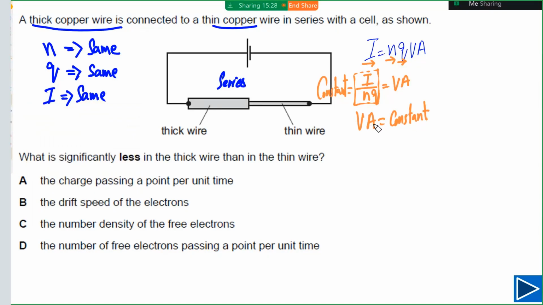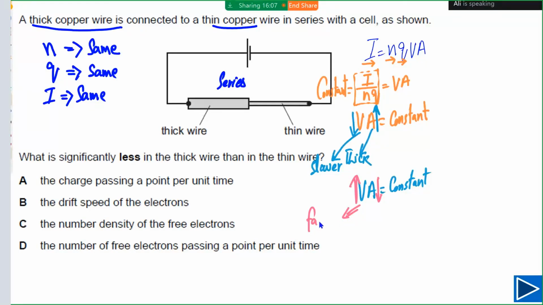Now from here we can see if A is bigger, then v has to be smaller. A bigger means the wire is thick. If the wire is thick, it means the speed of electrons is slower. We can also rewrite this and understand: if the wire is thin, the cross-sectional area is smaller, so v has to be greater. v greater means the speed is faster, so the average drift velocity is greater. So this is telling you this is thin.